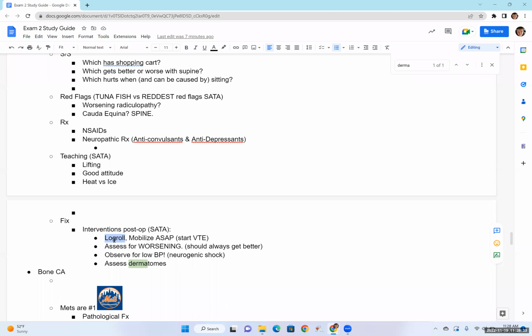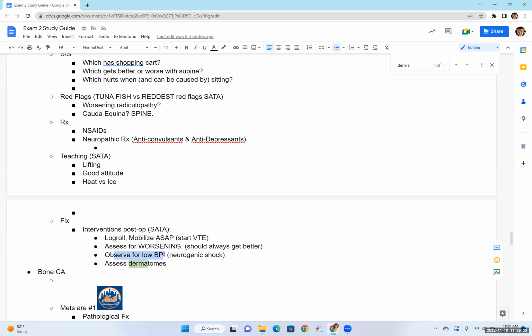Not likely. Also, who else doesn't get bent legs and sleeping on the side? Joint replacements. Yeah, hip replacement, no more than 90 degrees. So mobilize both joint replacements and your back surgery patients. You assess for worsening symptoms. Worsening symptoms are never good with spinal surgery. They should always get better.